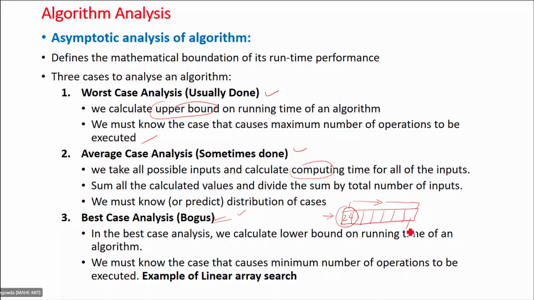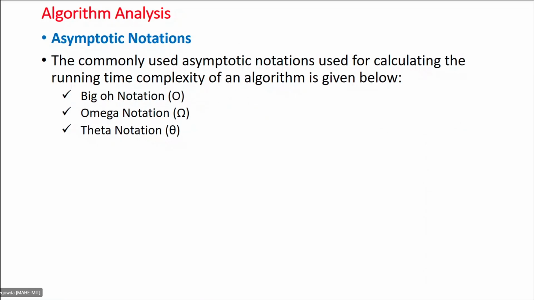Suppose the searching element is present at the end of the array. Then you need to go through all the previous memory locations, so that gives you the worst case analysis. So the example for the best case analysis is the linear array search.